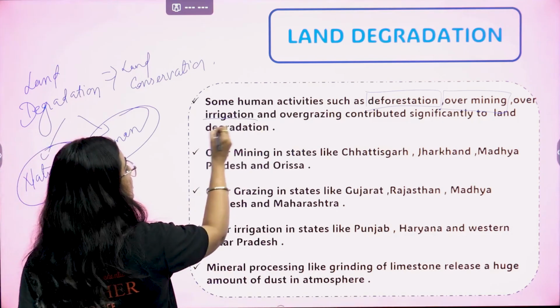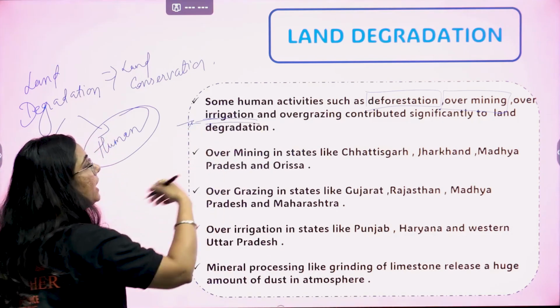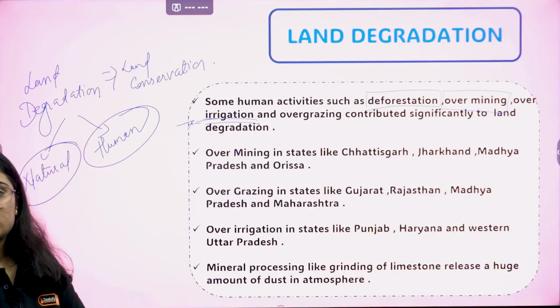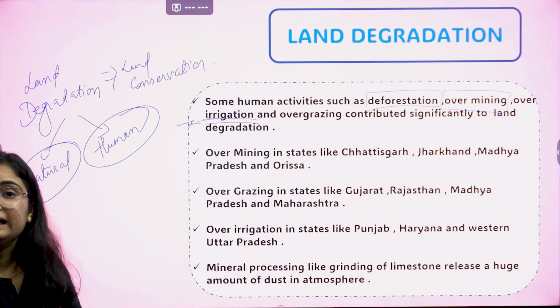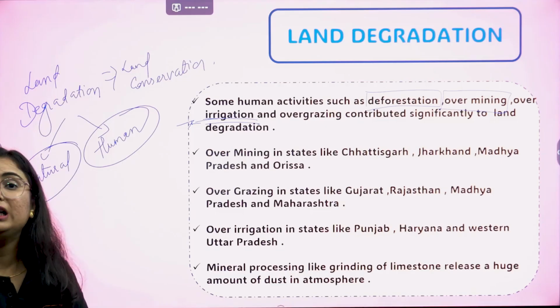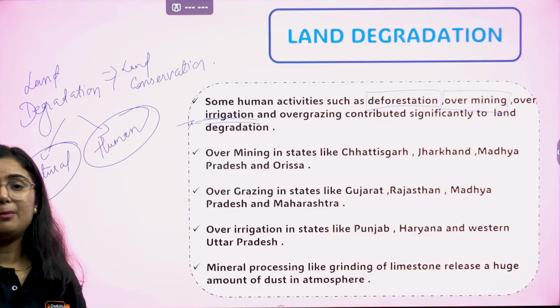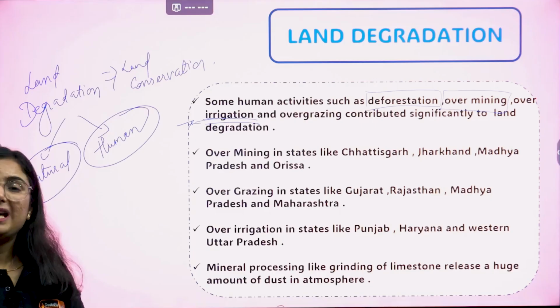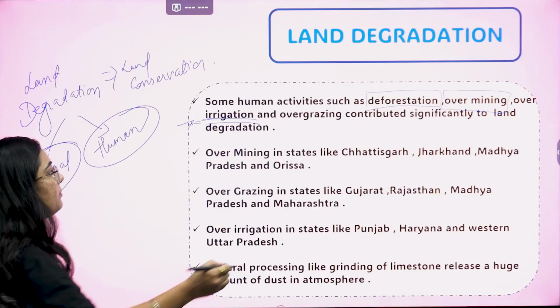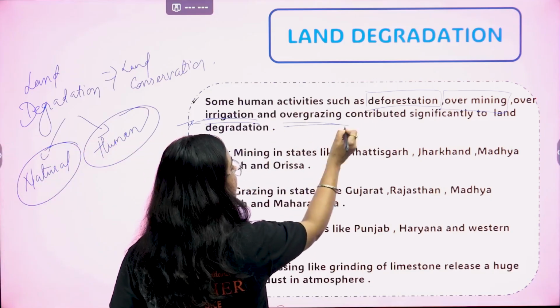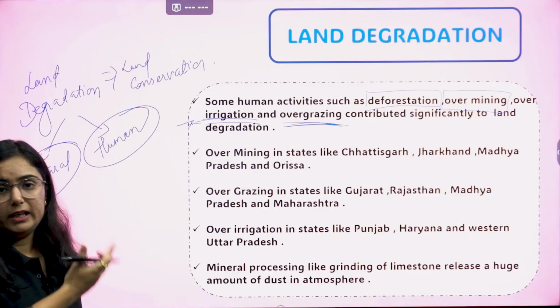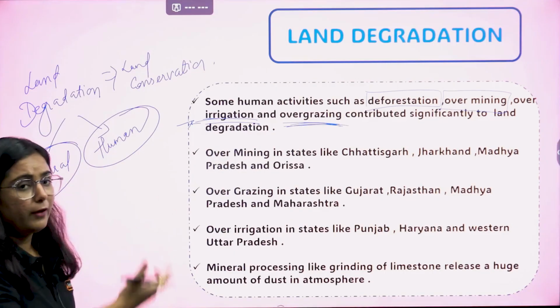Over irrigation: whenever we give excess water to the soil, it becomes saline in nature. The amount of salt increases, so the mineral composition changes, which makes the soil degraded. Then there is overgrazing. We know that it leads to land degradation. I just told you. So these are the factors.